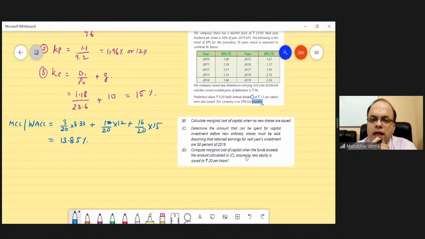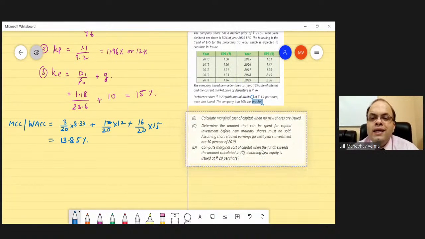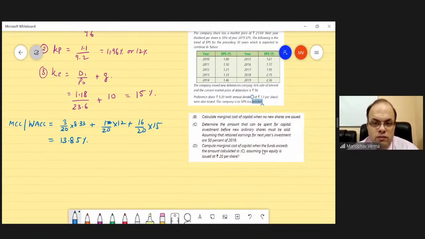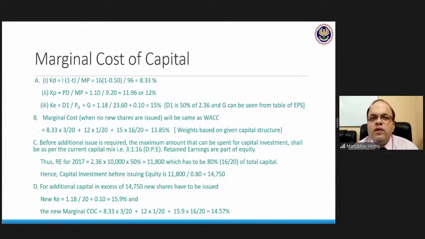Determine the amount that can be spent for capital investment before the new ordinary shares must be sold. Something very interesting here. Now, what they are asking us to calculate is how much we can reinvest. Maybe that's what they're trying to say, right? So, guys, what do you think we need to calculate here?